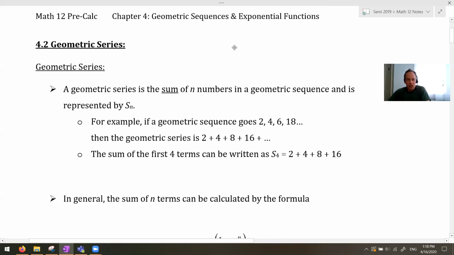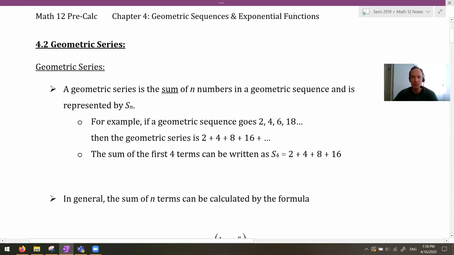So as you can see here, a geometric series is the sum of n numbers in a geometric sequence. So it's a really simple concept. We're going to abbreviate it with S with a little n down there. N would be the number of terms. S stands for sum. So if you have a geometric sequence and it goes 2, 4, 8, 16, the series would be 2 plus 4 plus 8 plus 16.